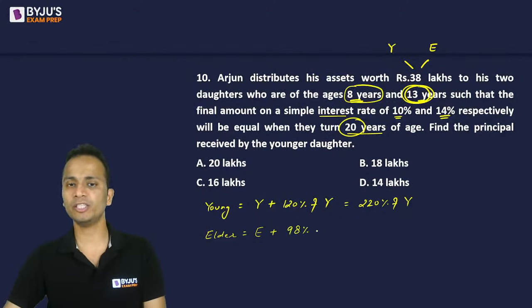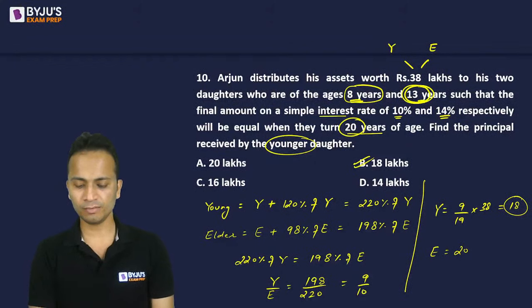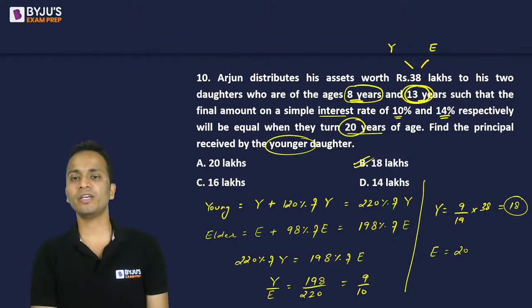I have to find the younger daughter's share. So what is the younger daughter's share? It is 18 lakhs. So the correct answer should be option B, not option A. Option A is the share of the elder daughter. Option B is the share of the younger daughter.